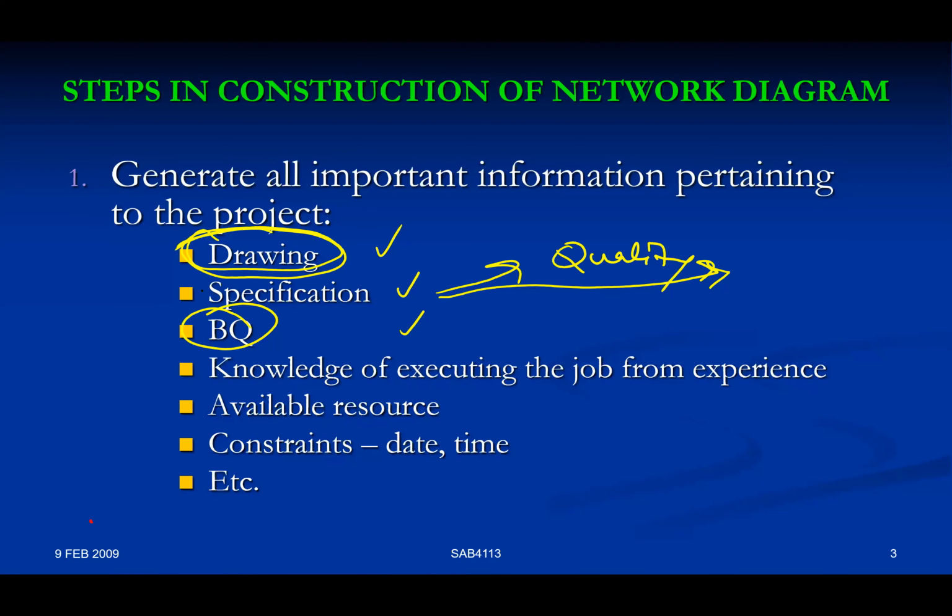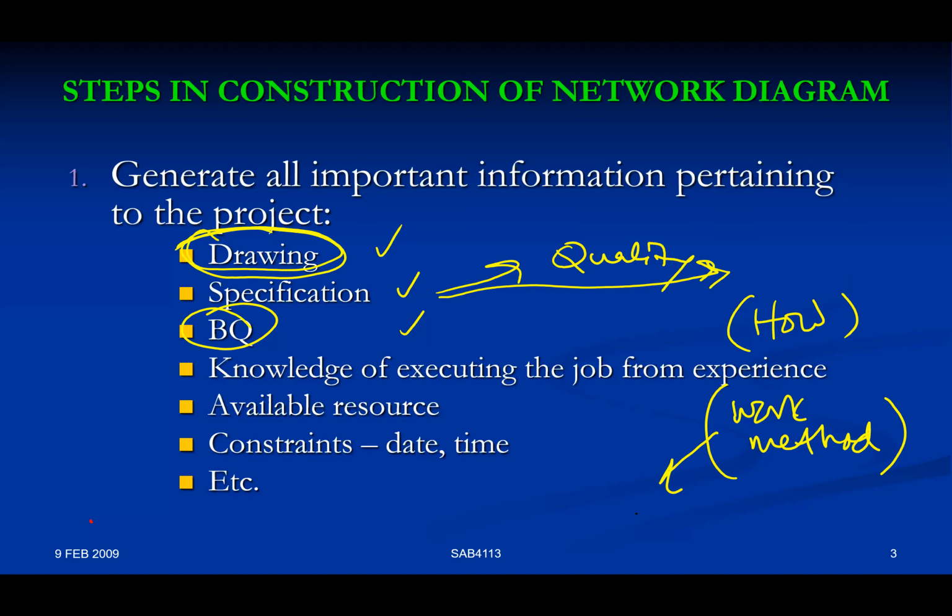Knowledge of executing the job from experience. This is what we call how to do things: work method. Work method is very important, because if you use a different work method, it will influence the timing of the activity. For instance, you do manual work, compared to if you use some kind of tools or equipment, that will make huge differences.